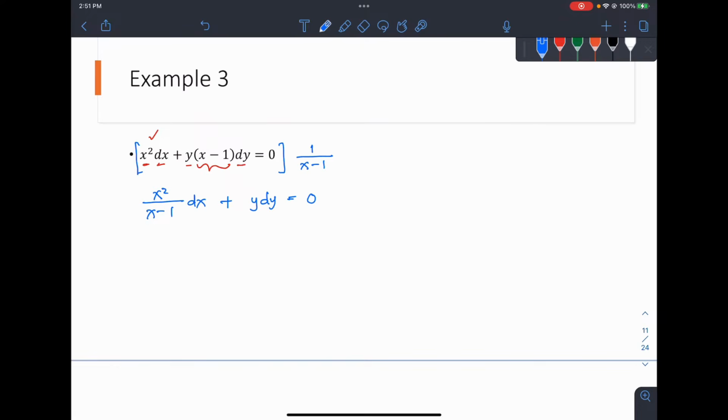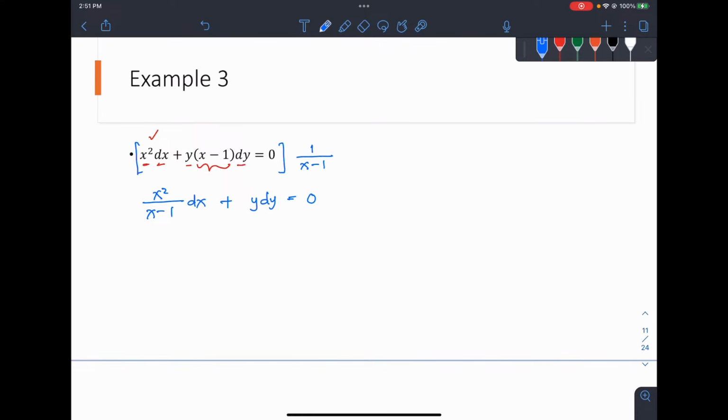As long as dx and dy are separated by sum or difference, those are still considered a separable equation. Remember our first definition: the function of x multiplied with dx plus or minus the function of y multiplied with dy. If it resembles that given format, then that is still a separable equation. Since we were able to separate x and y, we integrate.